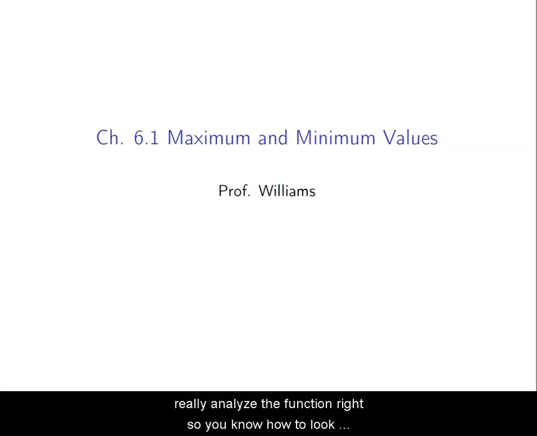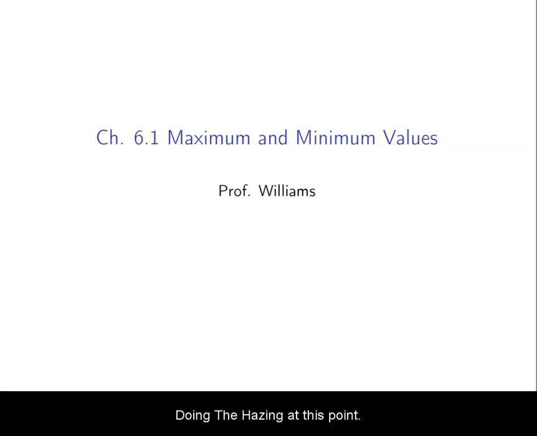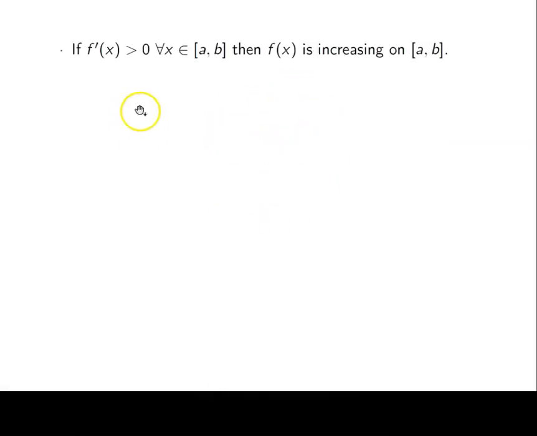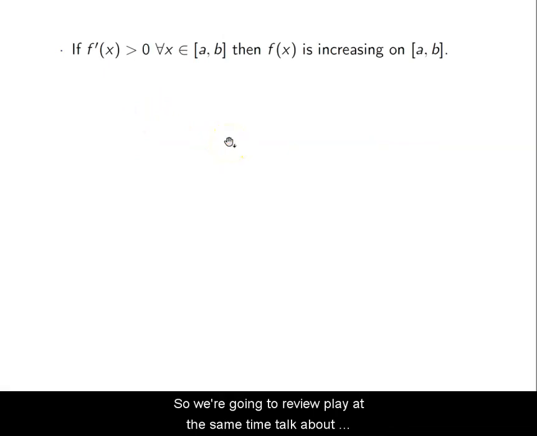So we know how to look at long-term behaviors and look at limits at certain points. So what is our function doing, how is it behaving at this point? And then we can use the derivatives to talk about the rate of change of our function. And now we're going to really use the derivative to analyze our functions, okay? So we're going to review, but at the same time talk about new stuff. We've said this stuff before, but we're going to say it in a different way, I guess, is the best way of describing how we're going to go through this section.